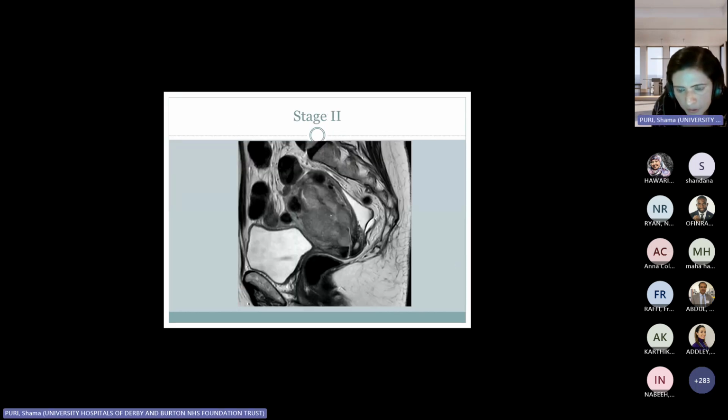This is another less gross case. The tumor is quite bulky, but cervix is involved just here. So you can see the posterior fibromuscular stroma is seen quite clearly. The anterior one, half of it is gone. You can see the lower bit. So this is cervical involvement leading to stage 2.